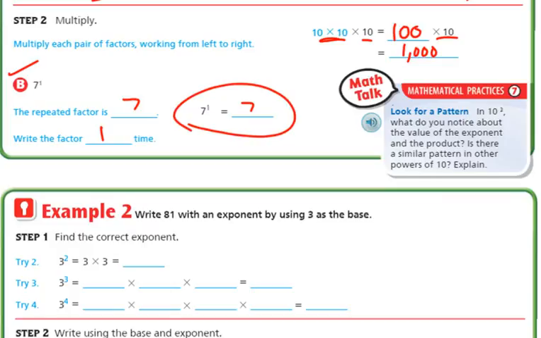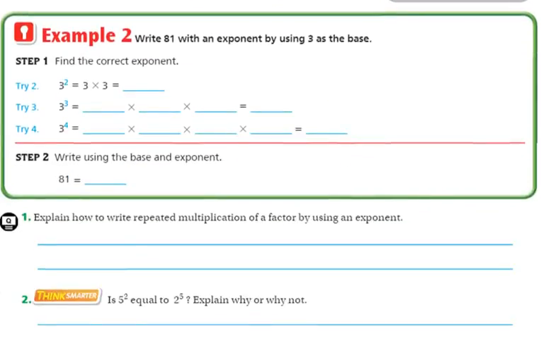All right, let's get down to example 2. Example 2 says write 81 with an exponent by using 3 as the base. What we're going to be doing is kind of working backwards here. We're given the answer of 81, and we want to find what the exponent is if the base is 3. So we're going to work out some guess and check. Let's start with 3 to the second power, which is 3 times 3, which is 9.